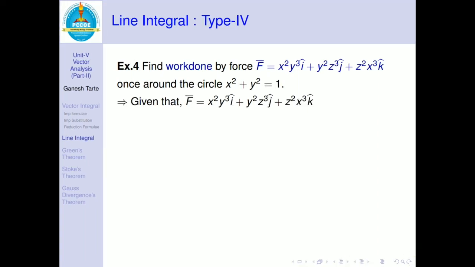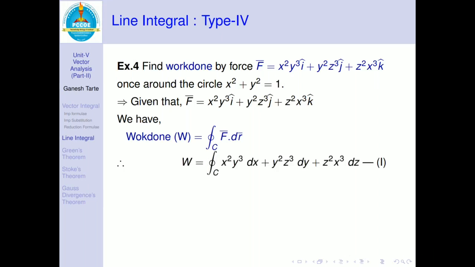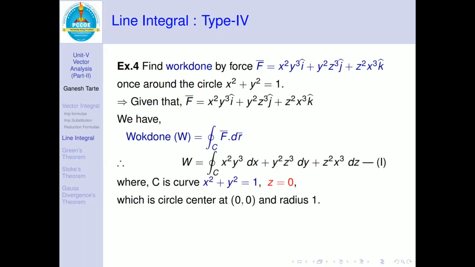So we start with F bar, which is x square y cube i plus y square z cube j plus z square x cube k. And we know that work done, which means line integral, is the integral over closed curve C of F bar dot dr bar. And here C is a circle, therefore we use substitution. x equals a cos theta, the radius is 1, so 1 cos theta. y equals a sin theta, again 1 sin theta. And this x square plus y square equals 1 is a circle on the xy plane, therefore z is 0.